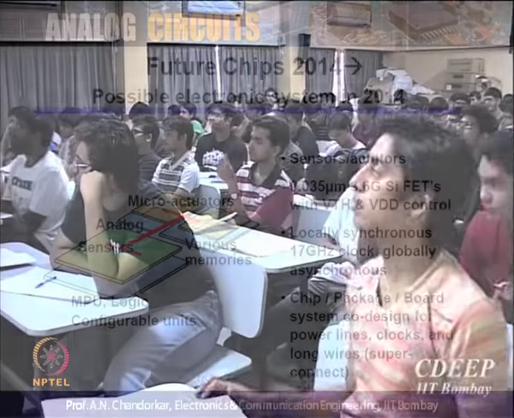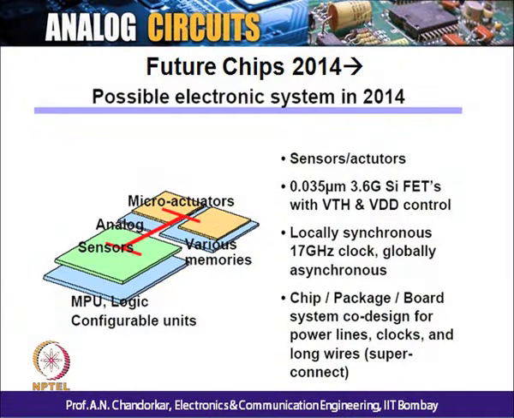This is 2014. We are going to work on 3.6G. We'll require strong control on VTH. We were working for 35 nanometer, already we have crossed it. Forget that number now. We want to run a 17 gigahertz clock. How much clock are we running in the microprocessor we use in a PC? 3.4 gigahertz. We are looking for 17 gigahertz chips now. This will be the greatest thing to happen soon.